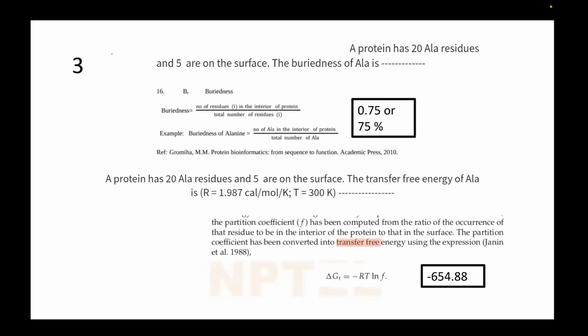So there is some calculation mistake. I'll correct it again. The formula is minus R, so minus 1.98 into 300 into log of 0.75, that is 15 by 20.